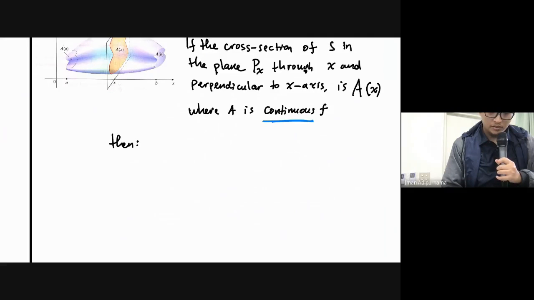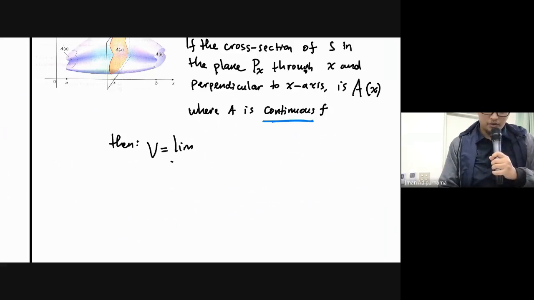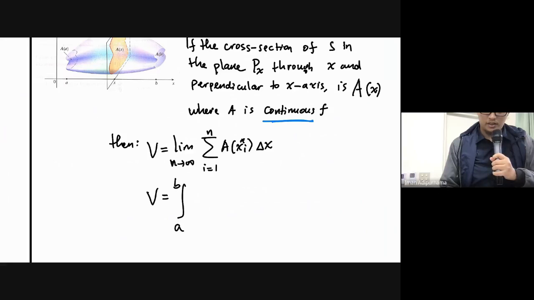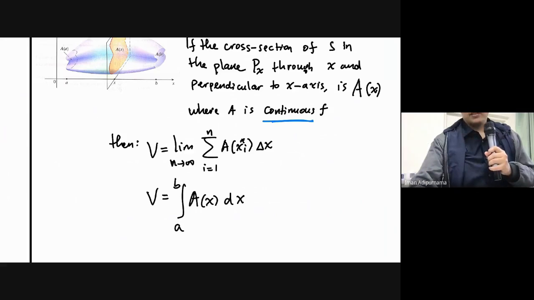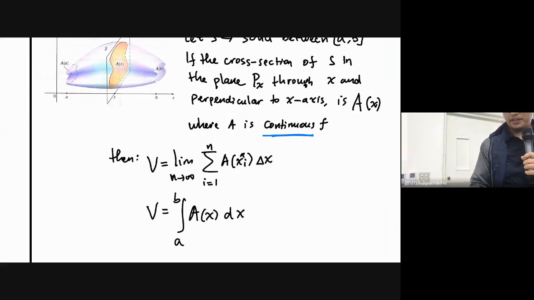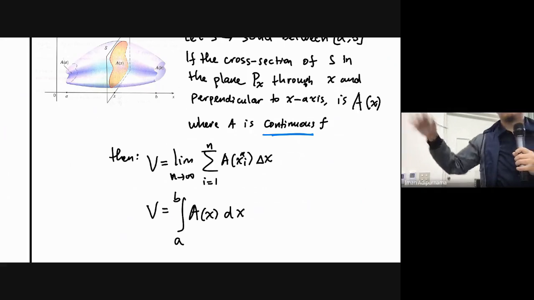So then we go back to our definition of the integration using limit and the sum, and we can write this as the integral from a to b of A(x) dx. So all the words in the definition are what I was trying to tell you before.